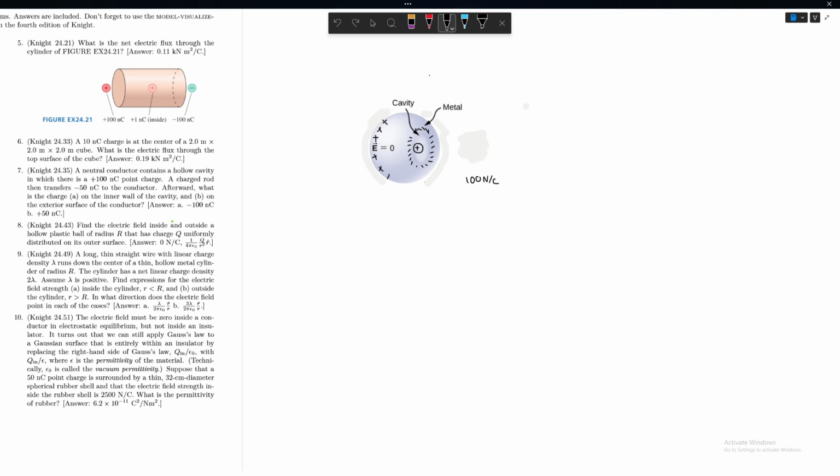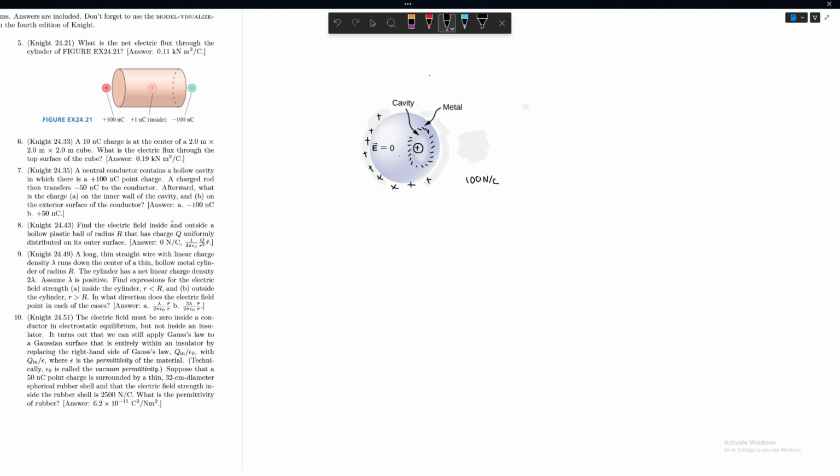So within the surface, we actually don't like to put the charges up here, we like to put them on the outside. The reason is so we can be sure that on the inside, the electric field is 0. So this stays on the very outskirts. Okay? And what this is saying is a charged rod then transfers negative 50 to the conductor. So this is what it looks like.